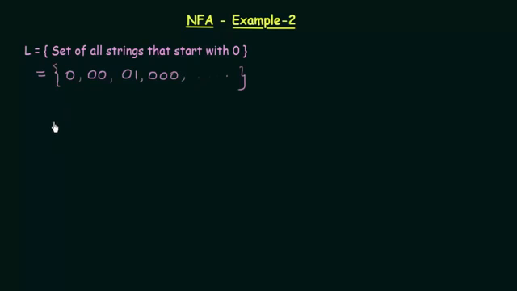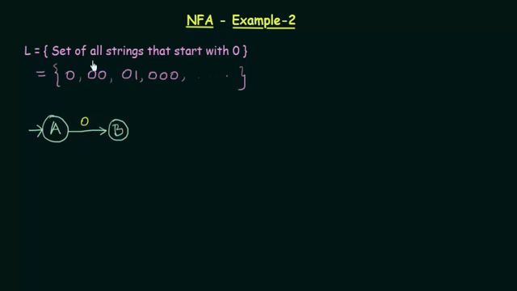As usual, we always start with the starting state. Let me call it state A. A is my starting state. I will represent it using this arrow, which means it is the starting state. And I need to send it to the next state, which I will call state B, on getting input 0.